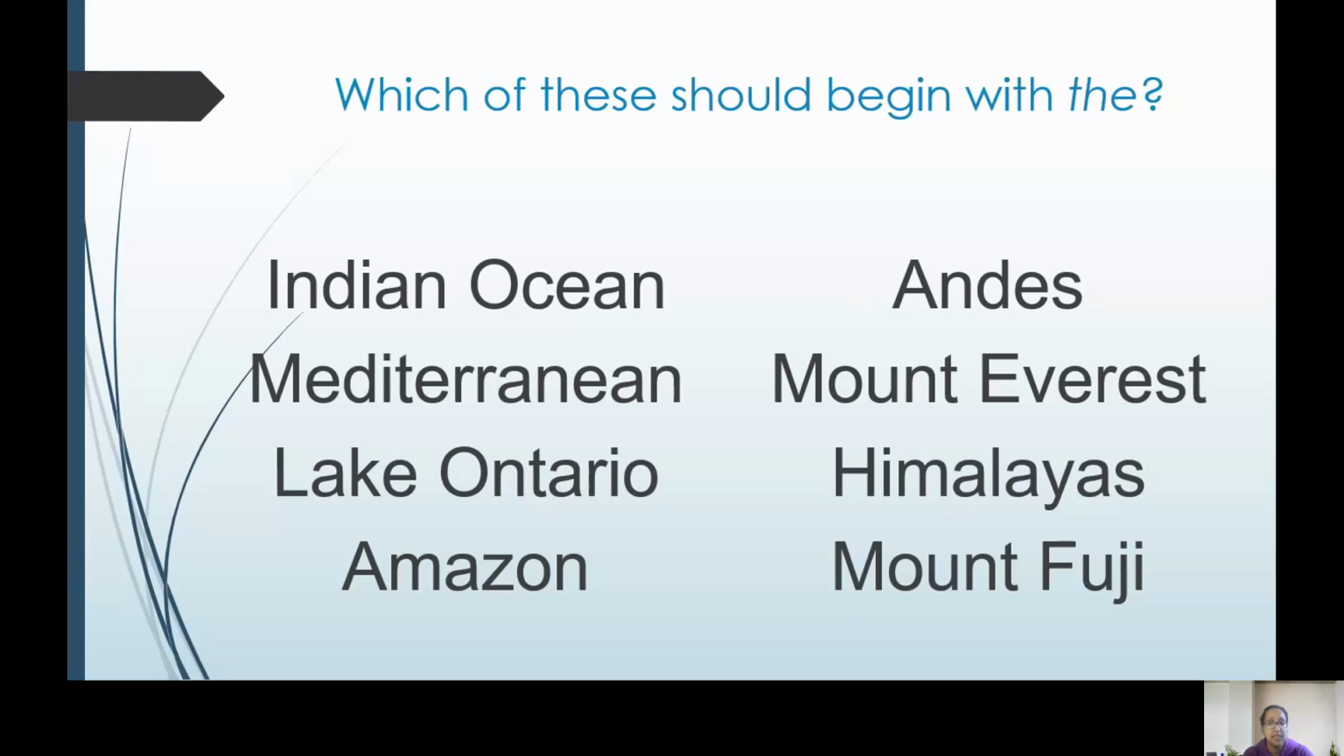So the Indian Ocean, the Mediterranean, because it's a sea. Lake Ontario does not need the article. The Amazon, that is a river. The Andes, that's the name of a mountain range. But Mount Everest does not need the because it's one mountain. Himalayas, we need the. It is a mountain range. But Mount Fuji is one mountain, so it doesn't need the.